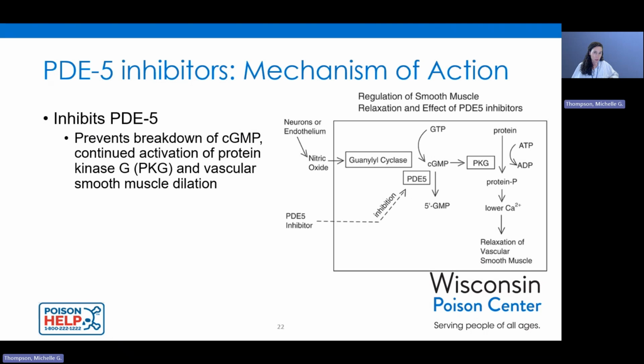These medications work to inhibit phosphodiesterase 5, which is right here. And ultimately, this leads to a decrease in the breakdown of cyclic GMP. We see continued activation of protein kinase G and subsequently relaxation of vascular smooth muscle.